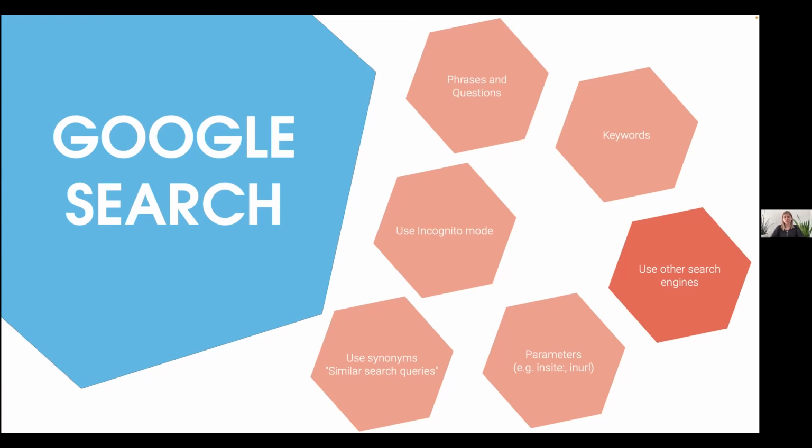And therefore, it's helpful to use the incognito mode because there are no preferences stored from your past search behavior, so it doesn't influence your Google search. You can also use synonyms and similar search queries. You can use parameters like inurl to look for a special keyword. And of course, there are also other search engines than Google. You can also use them when looking for suitable websites or linking websites.